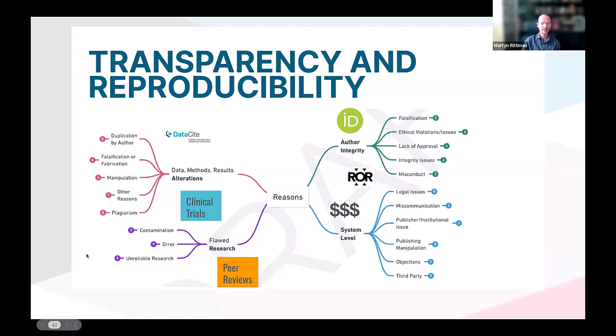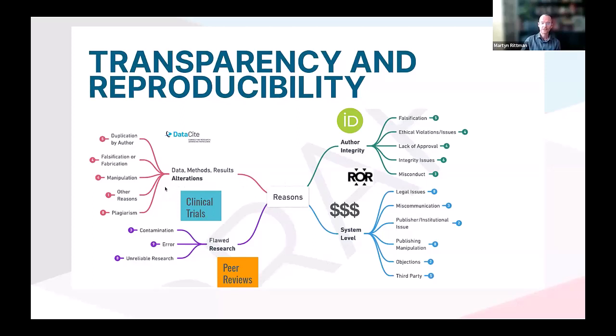This is the diagram that I showed at the beginning. I've annotated it with some of the metadata fields that I've just been talking about. So, for example, if you want to look at author integrity issues, if you have an ORCID, it makes it really easy to find out who's responsible for author issues and things that might be related to that. Similarly, for system level issues, knowing the funder and, of course, knowing the identity of the publisher involved is really critical and can help you follow up with the right organizations, maybe to work out whether there's been conflicts of interest or miscommunications, or if there's third parties involved, and so on.